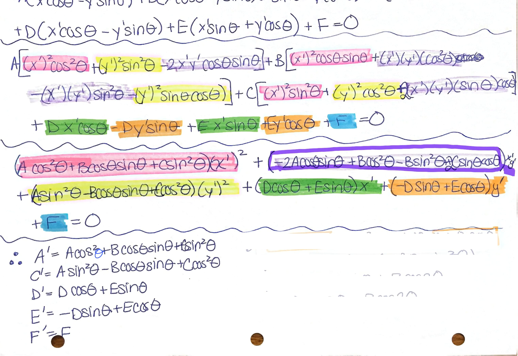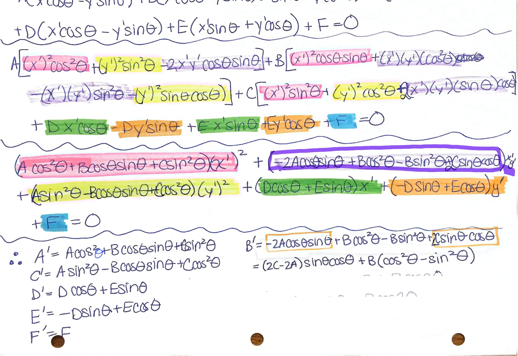It's quite long, but we can simplify it using some of the formulas that we know from chapter 4, our trig identities. If you look at what I have boxed in orange, those are both cosine theta, sine theta terms, and so I grouped those two together and pulled that out. So I get 2c minus 2a sine theta cosine theta plus b cosine squared minus sine squared.